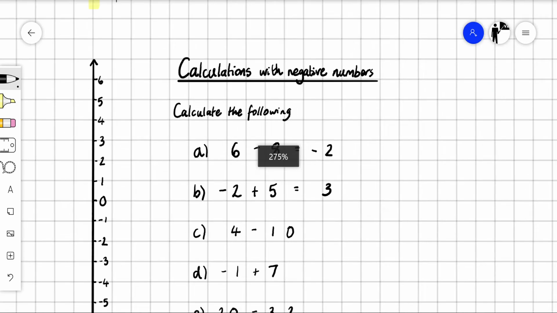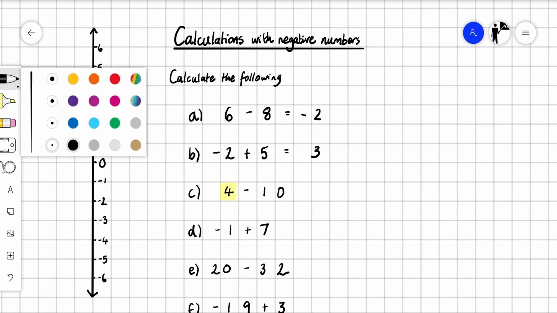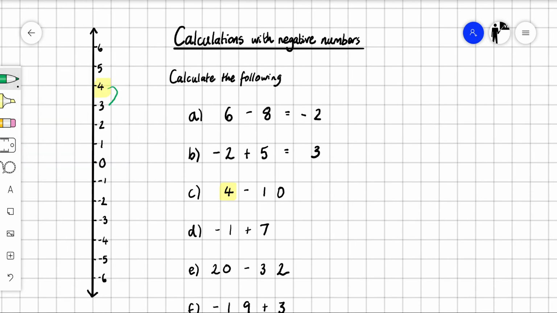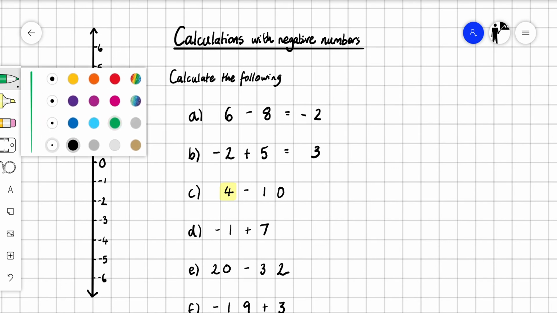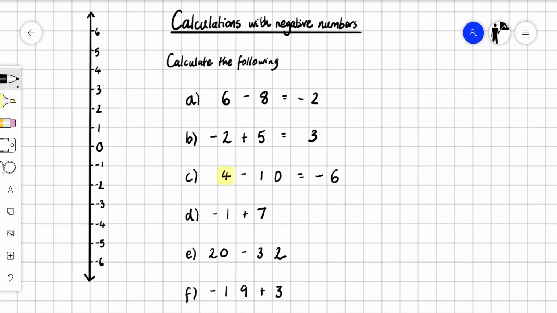4 subtract 10, I'll zoom out a little bit here. 4 subtract 10, starting number is 4. Because we're subtracting, we're going to move down 10. 1, 2, 3, 4, 5, 6, 7, 8, 9, 10. My answer is going to be -6. Eventually you might be able to start to make some connections here and maybe spot some shortcuts yourself and how you can work these out.